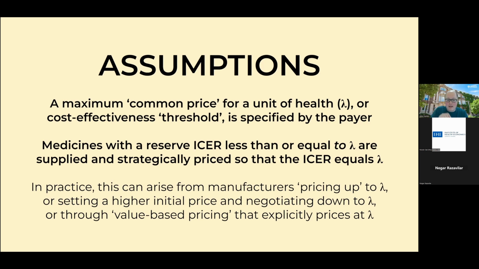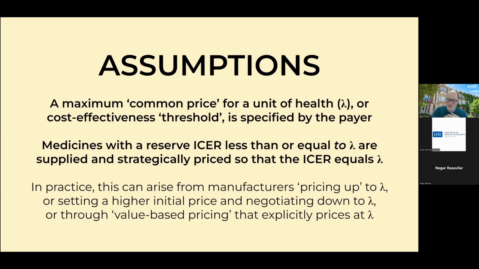And the assumption here is that medicines with a reserve ISA that is less than or equal to lambda, that common price, will be supplied and will be strategically priced so the ISA equals lambda. Okay, so for example, if lambda is $50,000 per QALY, and if there is a medicine that has a reserve ISA of $40,000 per QALY, well, then the assumption is that that medicine will be supplied, but the manufacturer won't price it so the ISA is 40,000. The assumption in this framework is that they will price it so the ISA is 50,000 because that is the maximum willingness to pay of the payer. And in practice, this equalization of the ISA with the threshold can arise for a number of different reasons. One of them would be manufacturers pricing up to lambda.